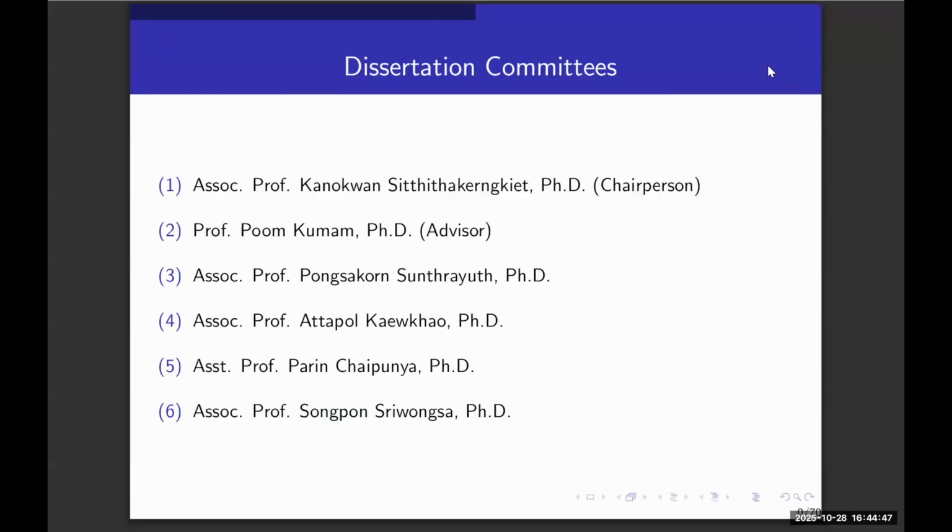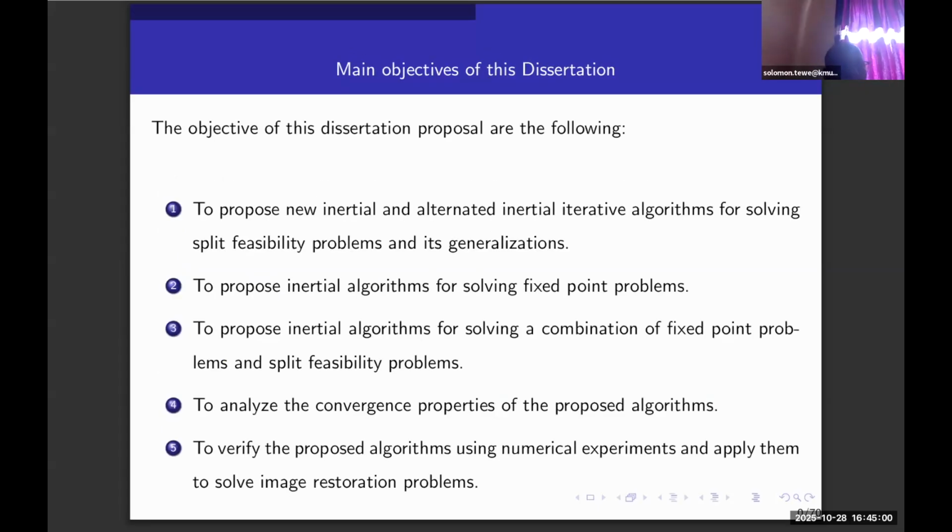These are my dissertation committee. So I'm trying to present my thesis within 30 minutes, and I think you will give me constructive comments on that. These are the objectives of my dissertation. The first one is to propose new inertial and alternative inertial iterative algorithms for solving split feasibility problems and its generalizations, like the split feasibility problem with multiple output sets, the multiple set split feasibility problem, and so on.